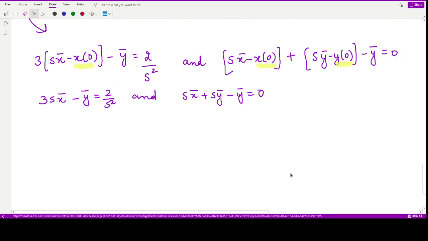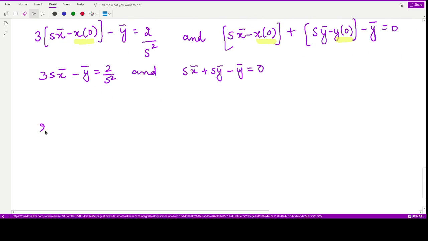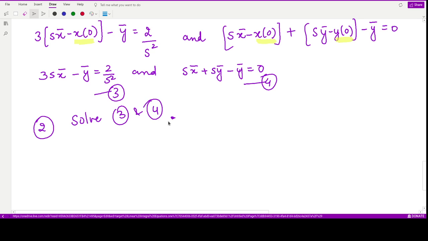So for step number 2, we have to solve. This is equation 3 and this is equation 4. We have to solve 3 and 4. So how can we solve this? We can calculate the value of y bar from here and then substitute it here, whichever way you like.